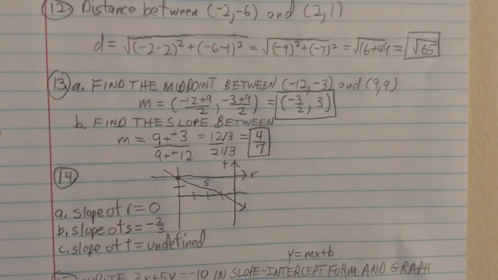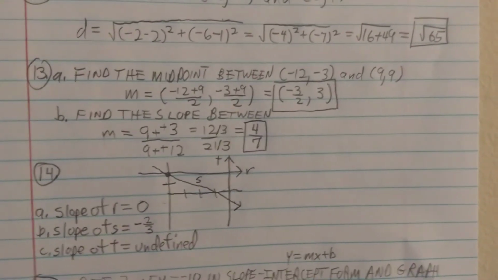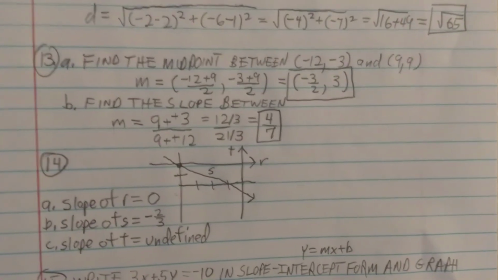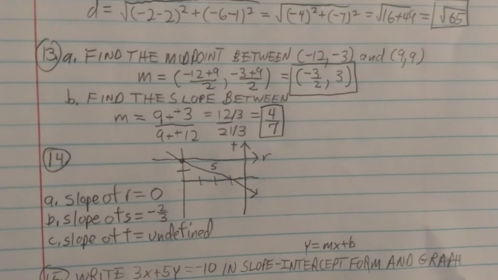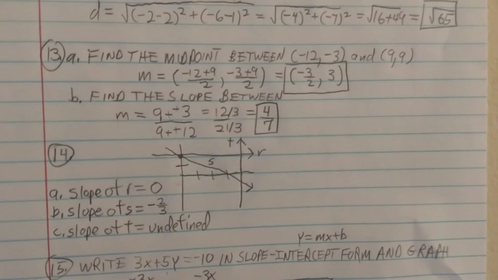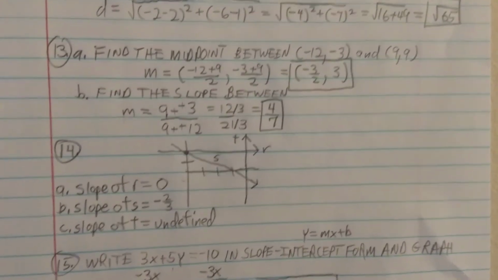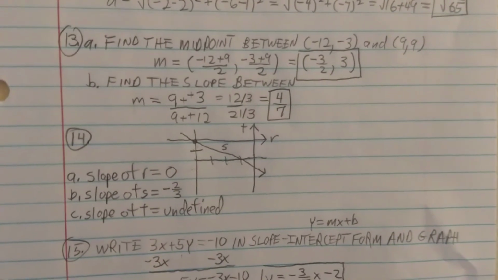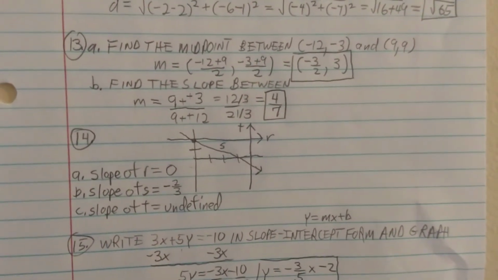Now to find the midpoint between (-12, -3) and (9, 9), we take (x1 plus x2) over 2 and (y1 plus y2) over 2, giving us (-12 plus 9) over 2 and (-3 plus 9) over 2, which gives us an answer of (-3/2, 6 over 2, or 3).